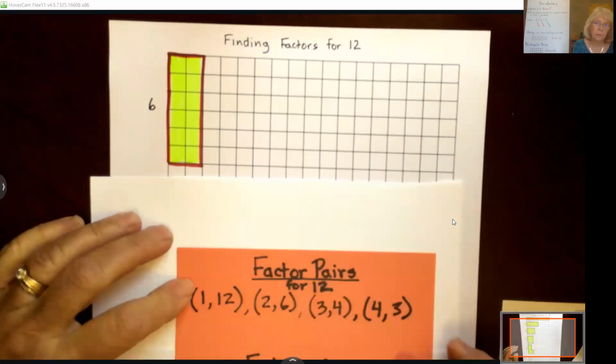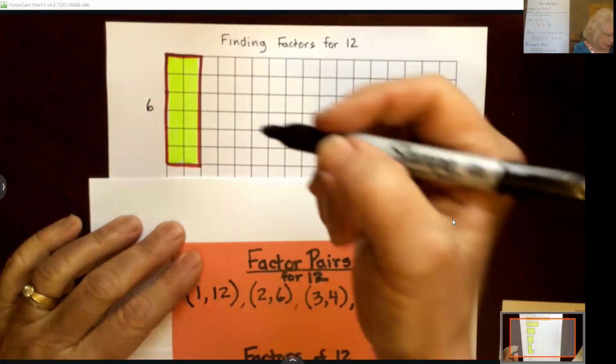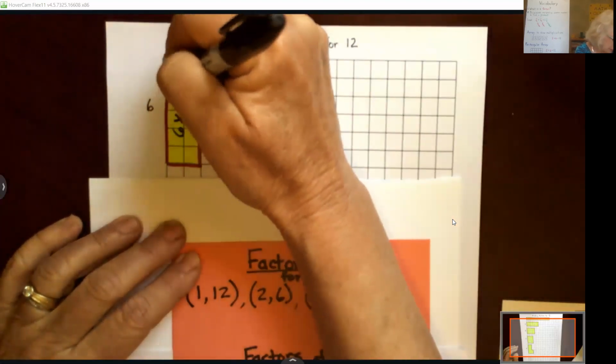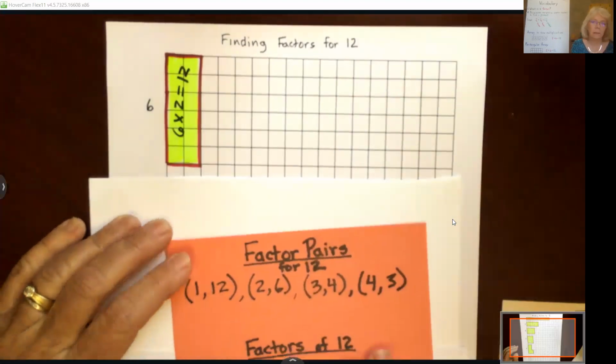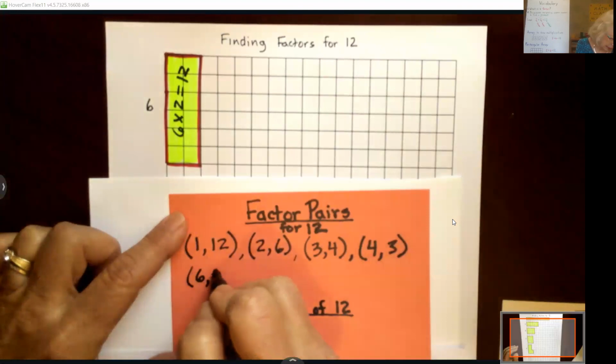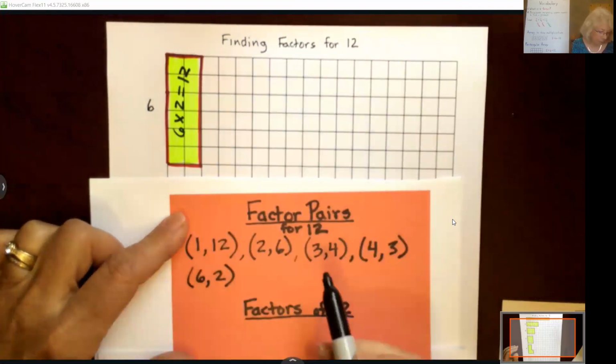And it does work. Say it out loud. What is that multiplication problem? It is going to be 6 times 2 equals 12. So we would go to my factor pairs and put down 6 and 2, which is the opposite order of 2 times 6, as you might remember.